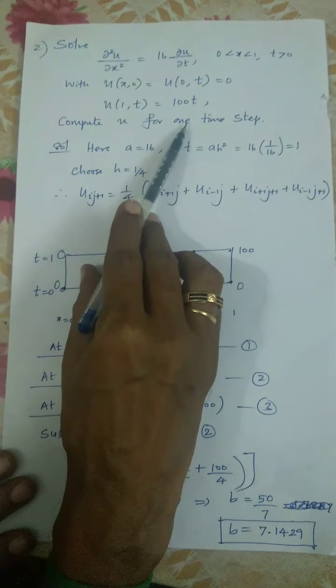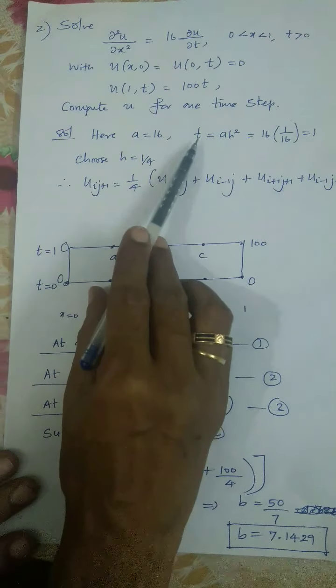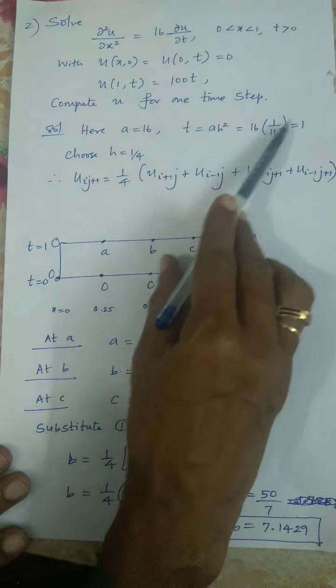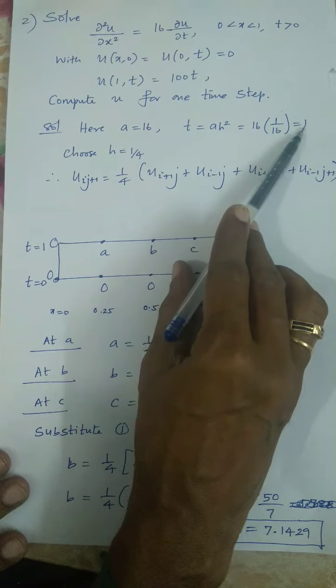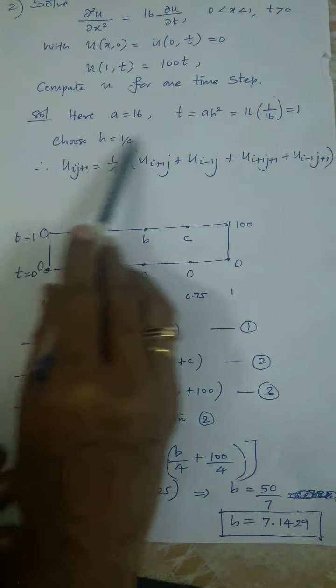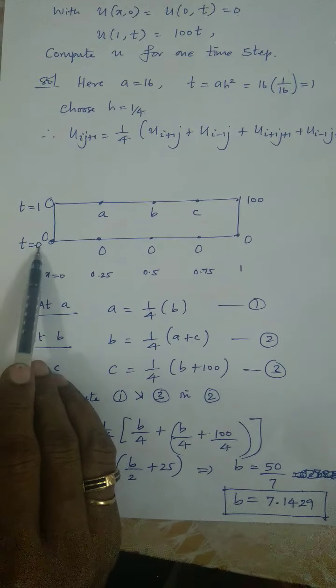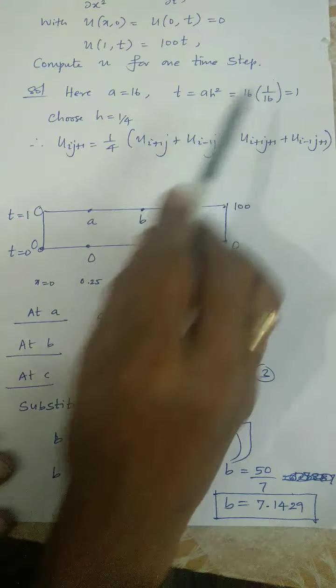With u(x,0) equal to 0, u(0,t) equal to 0, u(1,t) equal to 100t. Compute u for 1 time step. Here a equals 16, and t equals h squared. You know how to calculate. You will get the value 1. Choose step size 1/4, that is what I use. So you know the Crank-Nicolson formula. Let us take the time steps t equal to 0 and t equal to 1.